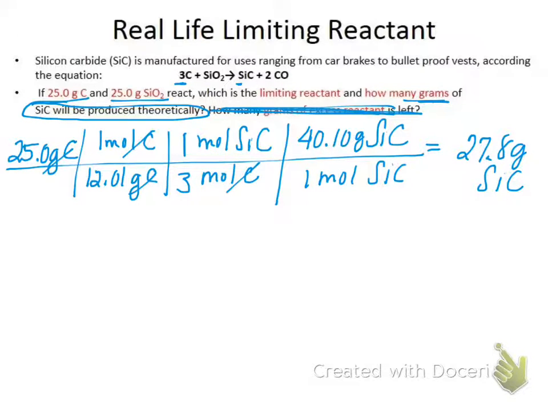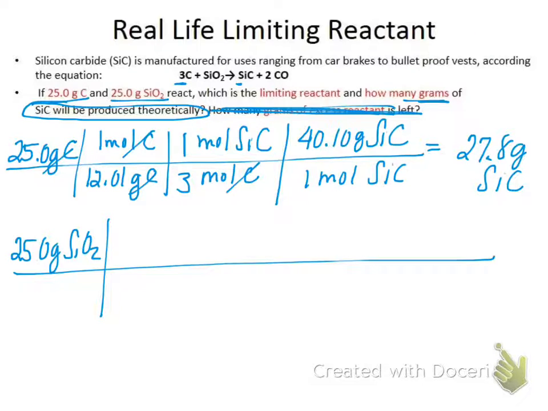Now, I do not know if that's my answer. I have to work 2 problems, okay? There's no way to know which is your answer without working 2 problems. And I'm going to tell you that if you only work 1 problem, you will get it partially wrong, because you do not know how to do this without doing both of them, okay? So now let's do 25 grams of the silicon dioxide.